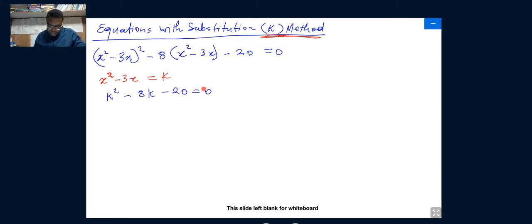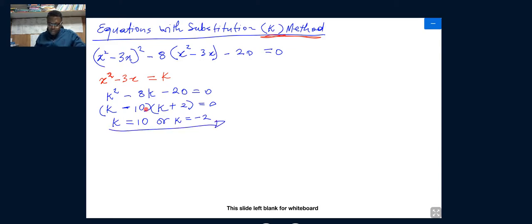And you factorize. I taught you how to find the factors. k, k. There's got to be a 10 and a 2, so that when I multiply I get a negative, and when I do the subtraction or addition I get a negative 8. This will enable me to get that. Therefore k is equal to 10, or k is equal to negative 2.